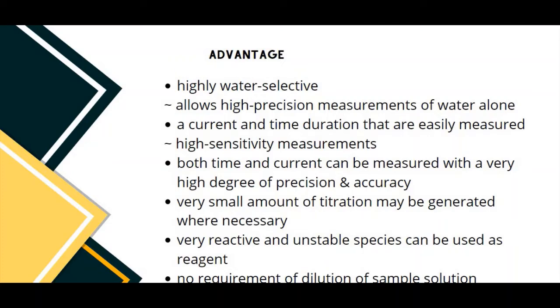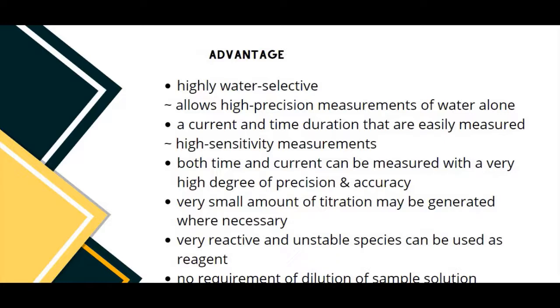Coulometric titration has a lot of advantages. First of all, coulometric titration is highly water selective. It allows high precision measurements of water alone. Other than that, coulometric titration has a current and time duration that are easily measured as it involves high sensitivity measurements. Both time and current can be measured with a very high degree of precision and accuracy in coulometric titration.